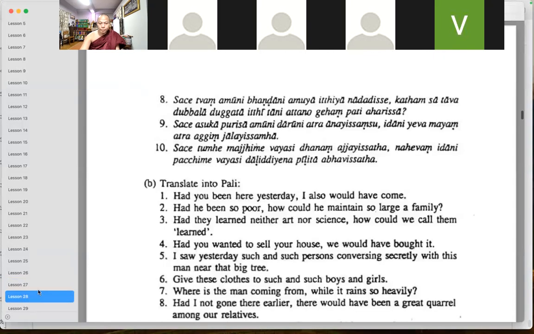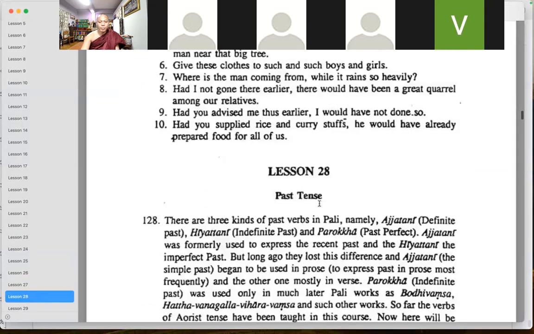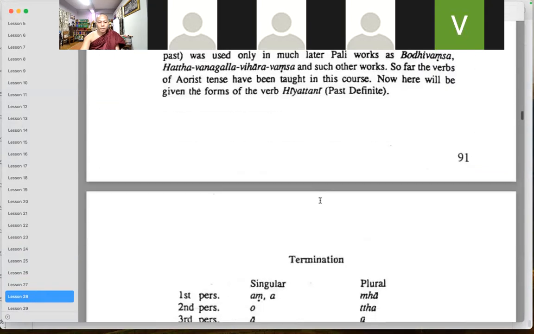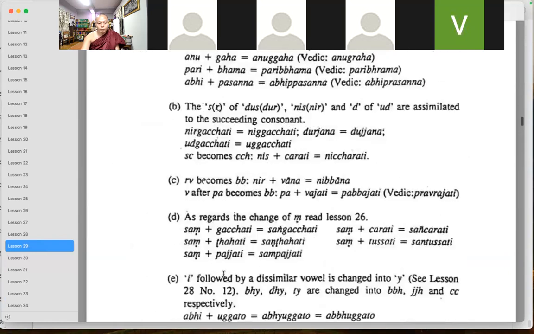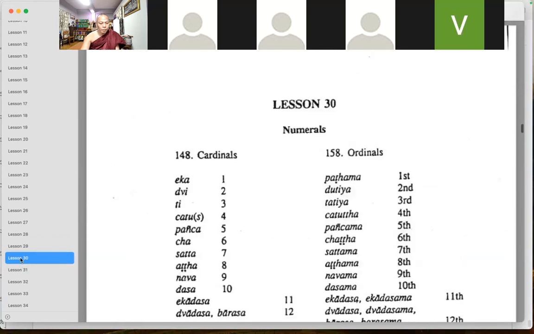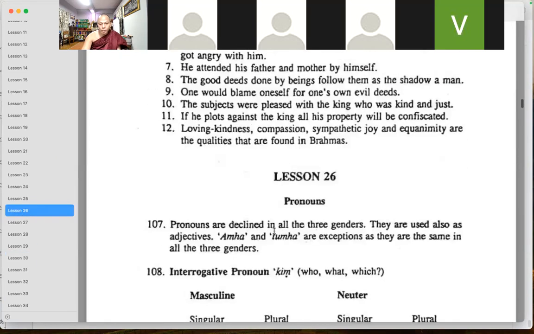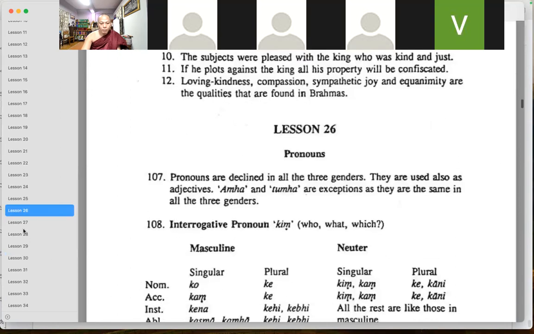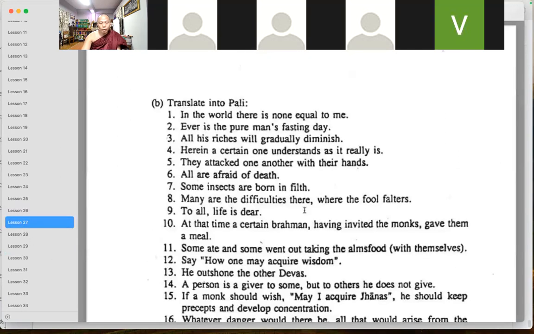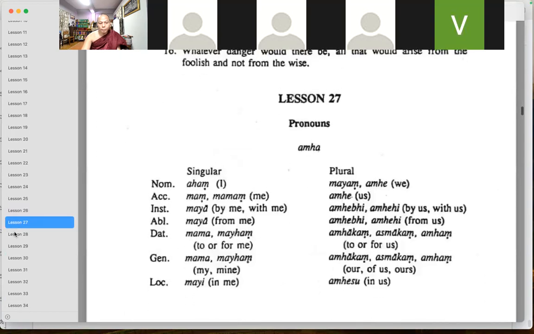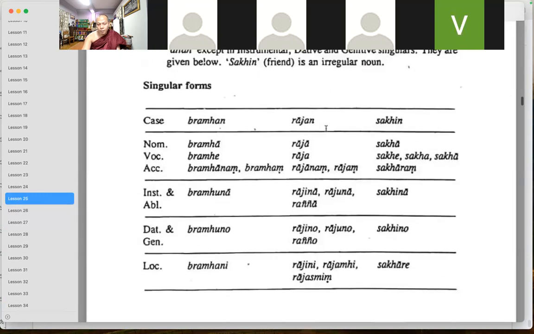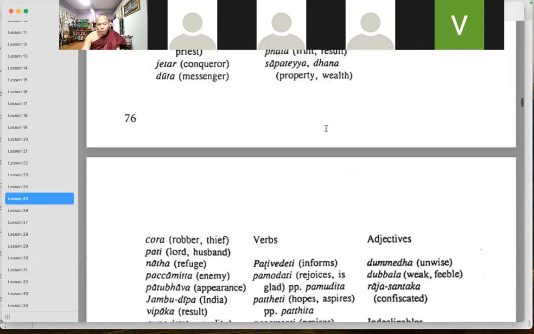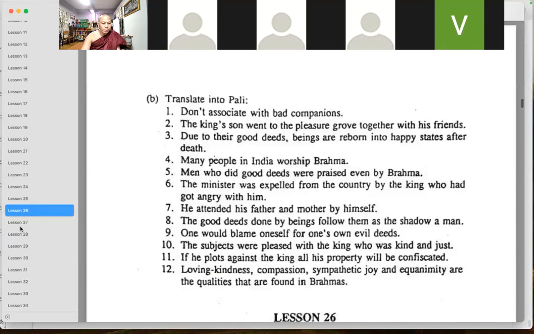And then 28. 28 is past tense. 29 is compounds, prefix and compounds. Okay. So maybe only 26 is pronoun, and then 27 also pronoun. Right? So 25 is a consonant ending in the an. We ended that also. Not included. Okay. 26 and then 27.